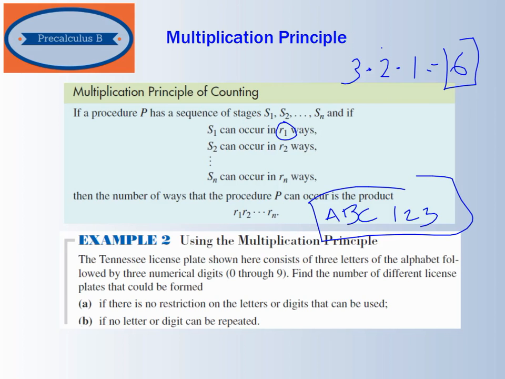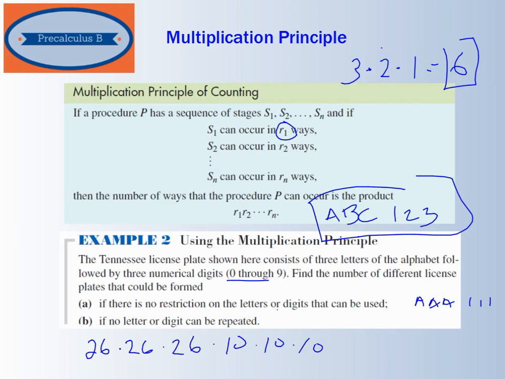For example, first, if there's no restriction on letters or digits that can be used, meaning it could be like A, 1, 1, 1, and then second, no letter or digit can be repeated. There's going to be a big difference in our results. The first way, where there are no restrictions, the first letter could be any of 26 letters. The second one could also be 26 different letters. The third one could be 26, so 26 times 26 times 26. There are 10 different digits, so times 10 times 10 times 10. And that would tell us the full number of combinations.